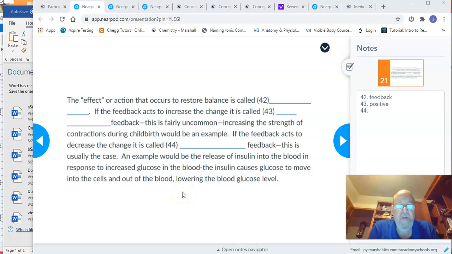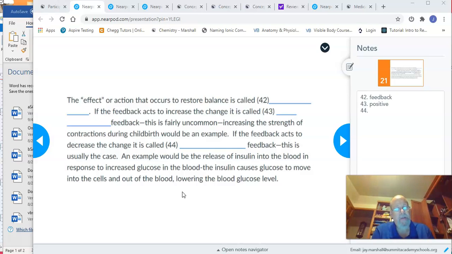Okay, so this is the third video of this discussion. We were talking about maintaining a stable internal environment, and specifically about homeostatic control mechanisms and the idea of feedback. We said that if the response on the part of the body acts to increase the change, or make it worse or stronger, then that's positive feedback. And we said that this is uncommon because we don't normally want to increase a change that makes something out of balance. But there's one example where this does happen, and that's childbirth.